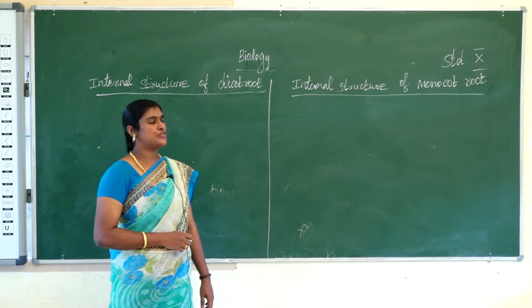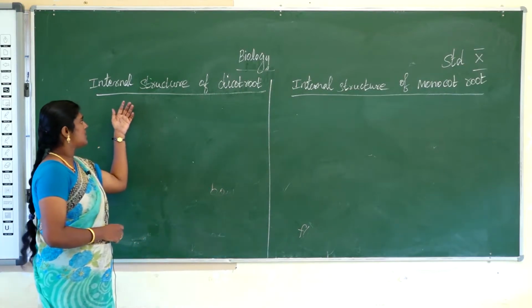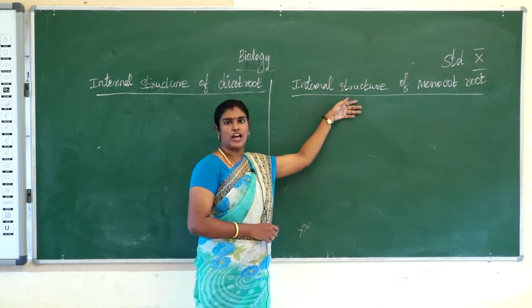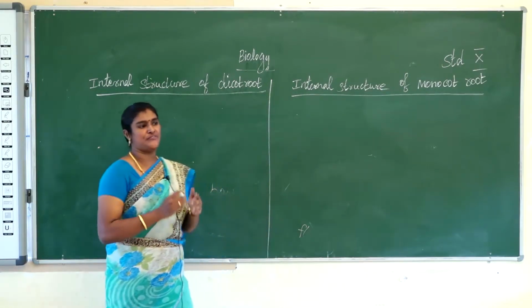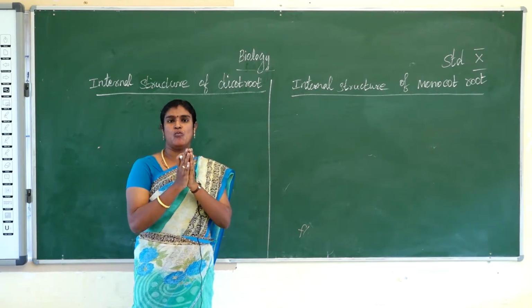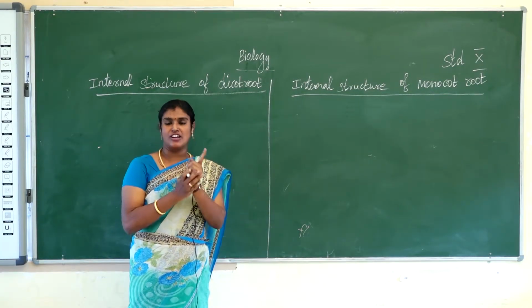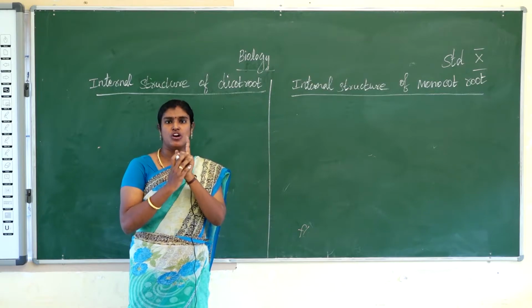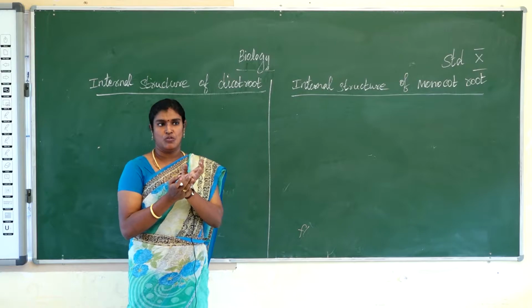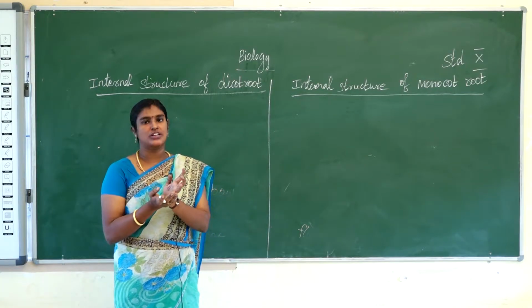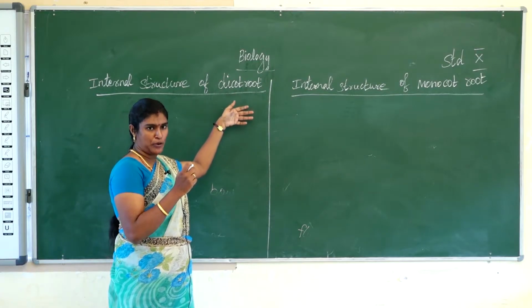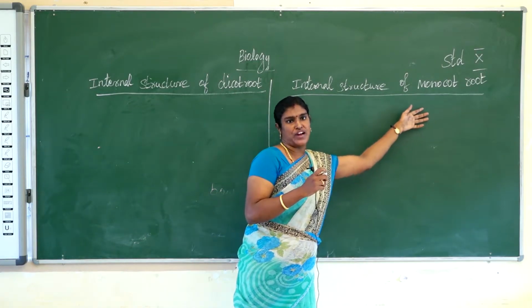Today in class we are going to see the internal structure of the dicot root and the internal structure of the monocot root. As we know, the difference between dicot and monocot: monocot means only one cotyledon is there, dicotyledon means there are two cotyledons present in the seed. If you observe the root, the dicot root is a taproot system and the monocot root is a fibrous root system.